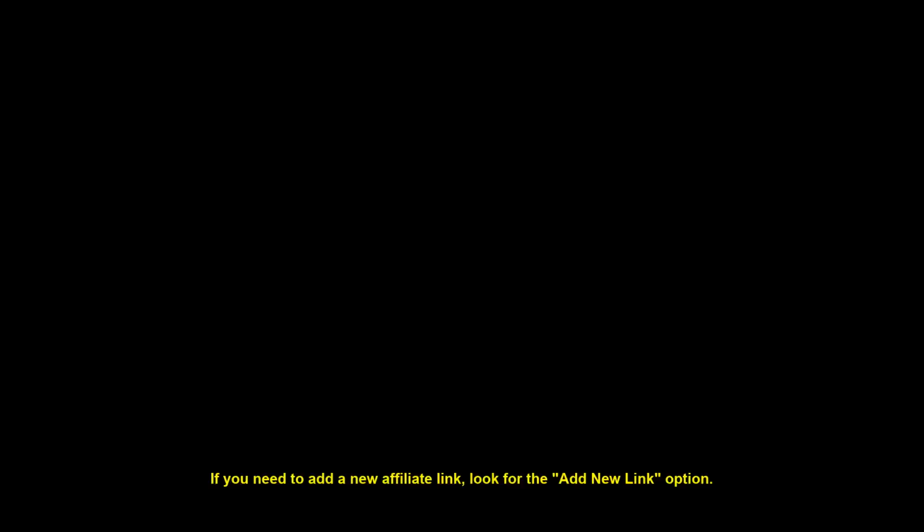If you need to add a new affiliate link, look for the Add New Link option. Fill in the required fields with your new link information. Once completed, again scroll down and click Save Changes.